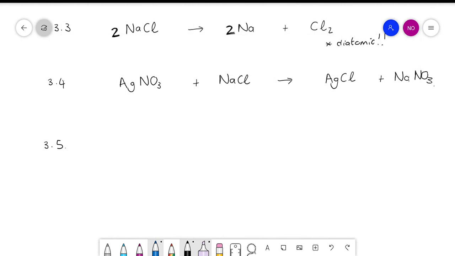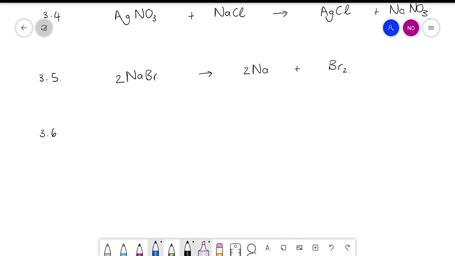Okay, as ons aangaan 3.5, sê hulle vir jou, it's sodium bromide, form sodium and bromine. So ons het NaBr. This one balances almost exactly the same as 3.3. Want jy moet onthou, brom is ook diatomies. So then I have to put a 2 there and a 2 there.